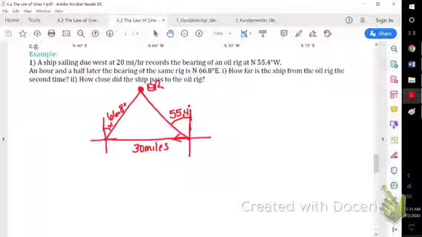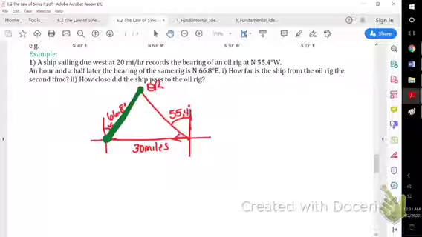So we've got to figure out how far is the ship from the oil rig the second time. So the distance the second time is right here, because there's a ship the second time, and there's the oil rig. So we're after that. And it says, how close did the ship pass to the oil rig?